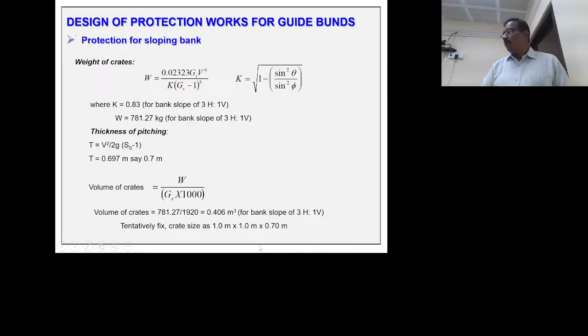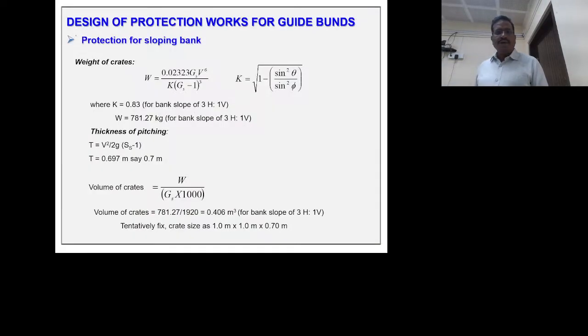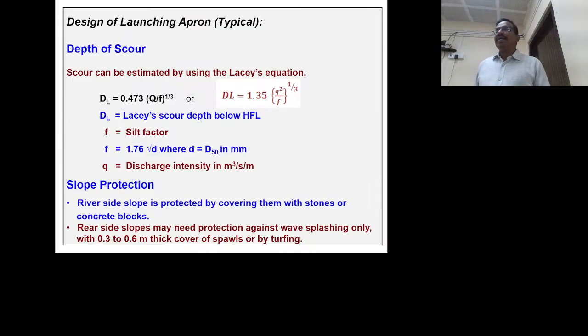So like that, the volume of this portion we have decided, and we have designed this thickness and volume, and we have the design of the sloping portion like this. Now we'll go for the launching apron. Before designing the launching apron portion, everyone should calculate the depth of cover.